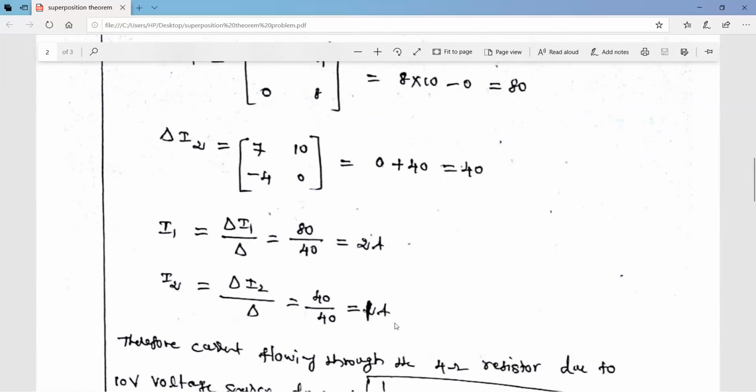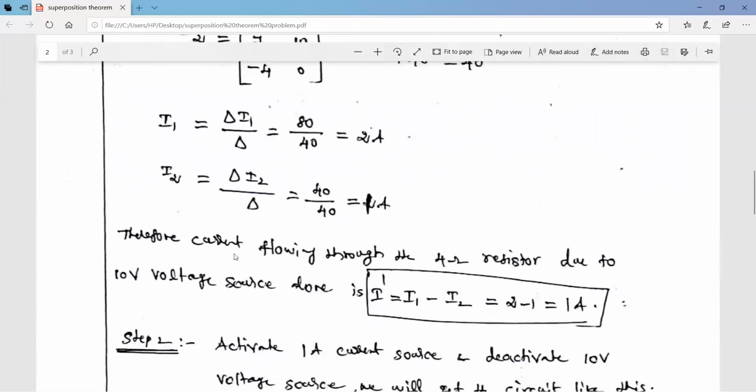So 40 divided by 40 is equal to 1 amp. So I1 and I2 are calculated. From this, what is our question? Our question is we have to find the current flowing through the 4 ohm resistor due to the 10 volt voltage source alone. That current in the 4 ohm resistor is nothing but I1 minus I2, which is 1 amp.